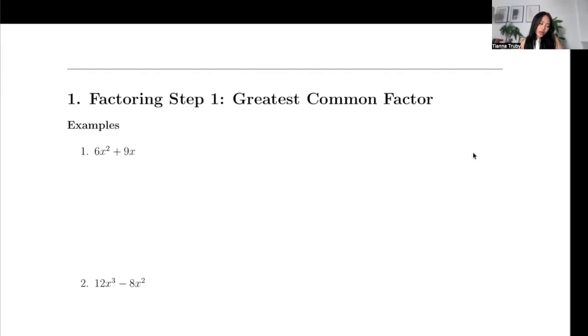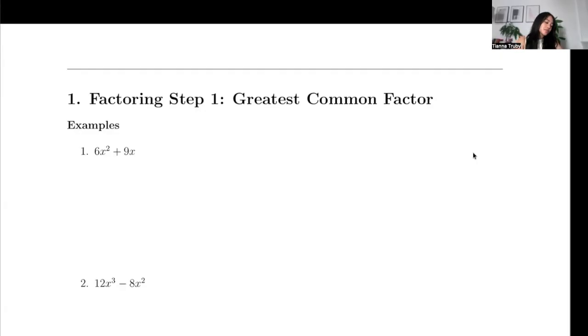So I'm just going to go through a couple of examples of the different types that you can run into when factoring with a greatest common factor. Another way I like to refer to this is reverse distributive property. So you're basically just trying to figure out what is the largest number that you can take out, and if there are any variables in common, how many of them do they have in common?